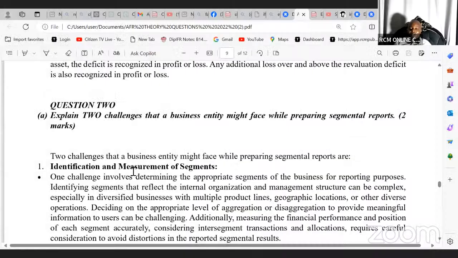So the segment revenues that you come up with, whenever you add them, must be at least 75% of the company's total revenue for us to say that we have got segments. So identifying those segments is normally not an easy thing. That's why very many organizations are not able to do what we call segment reporting. So identification and measurement of segments normally is a big headache.